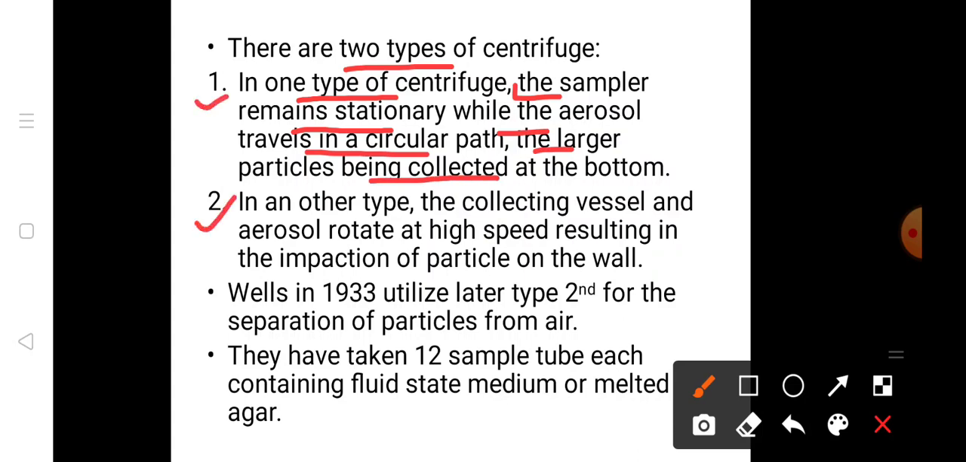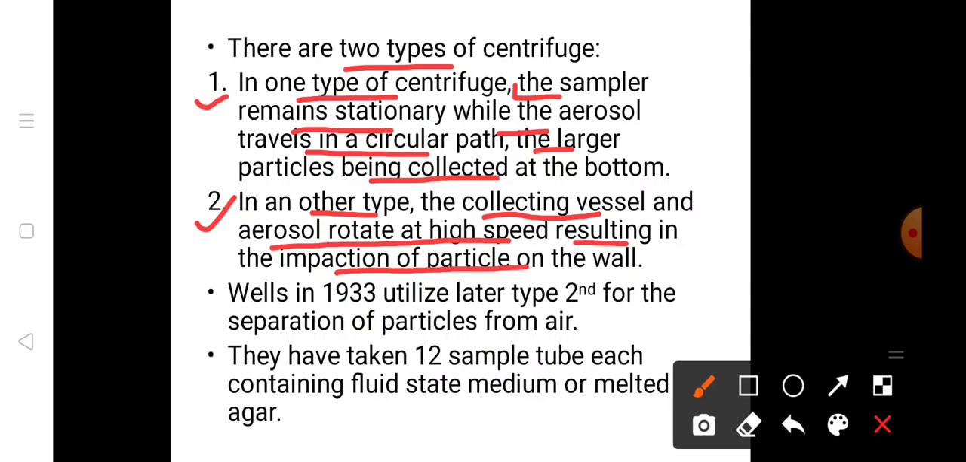In the second type, the collecting vessel and the aerosol rotate at a high speed. Here both the collecting vessel of the centrifuge and the aerosol, the air, rotate at a high speed, resulting in the impaction of the particles on the wall. Both are rotating at a high speed, so the incoming air impacts onto the surface of the wall and then it settles down.